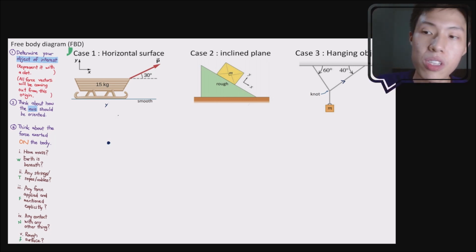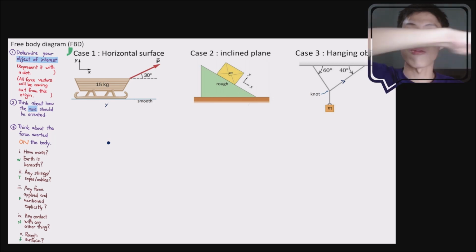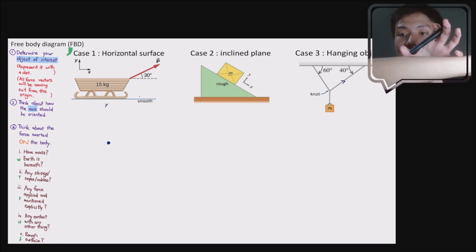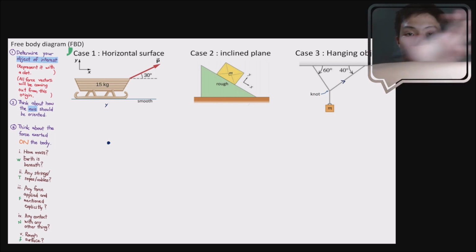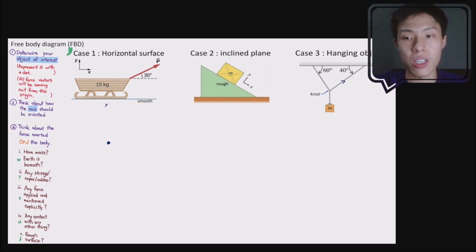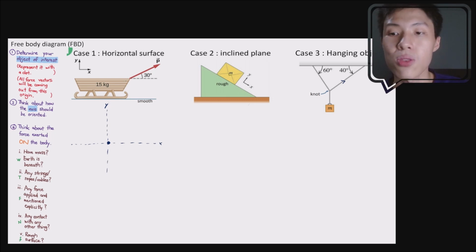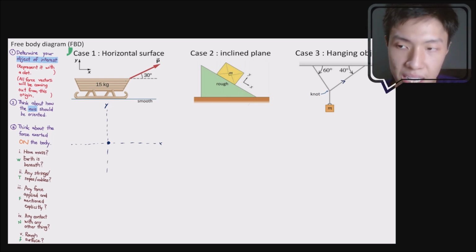Okay, step 2 will be to think about how the axis should be oriented. Well, if you look at the case over here, we have a surface where the sleigh is on top. So if you think about how the sleigh can move, it should move on the smooth surface, right? Something like this. So you should dedicate one of the axes to be in this direction. So in this case, this will be similar to the conventional x and y axis that we usually see. Nothing fancy, no rotation at all. Okay, y over here. So you have your x and y. So once you have labeled the axes, that's the second part done.